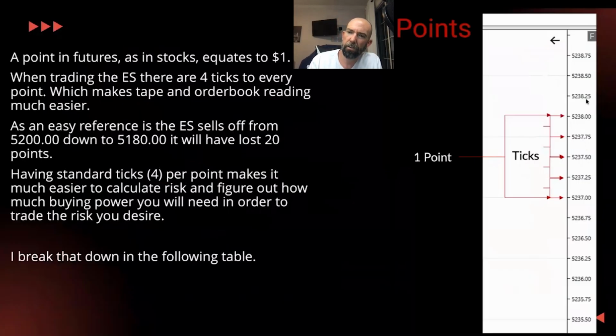We're always moving up in quartered increments here. So 1 point is one full movement from 0 to 0. Everything in between is a tick.